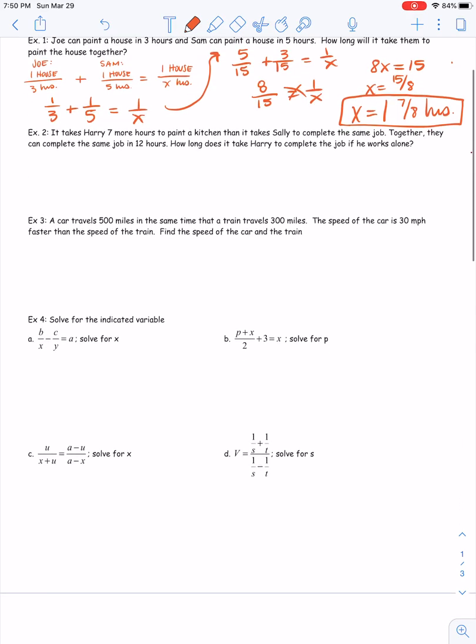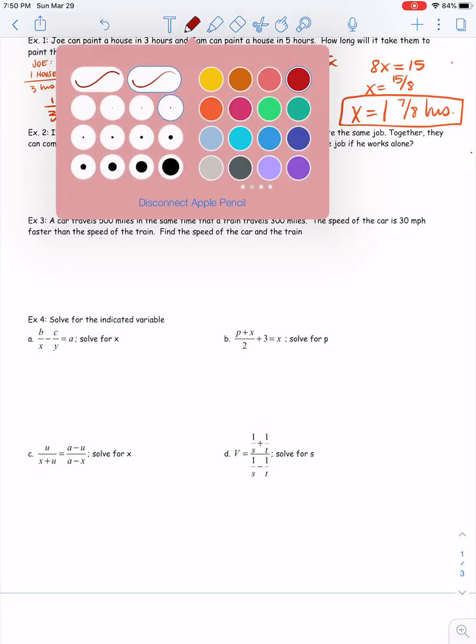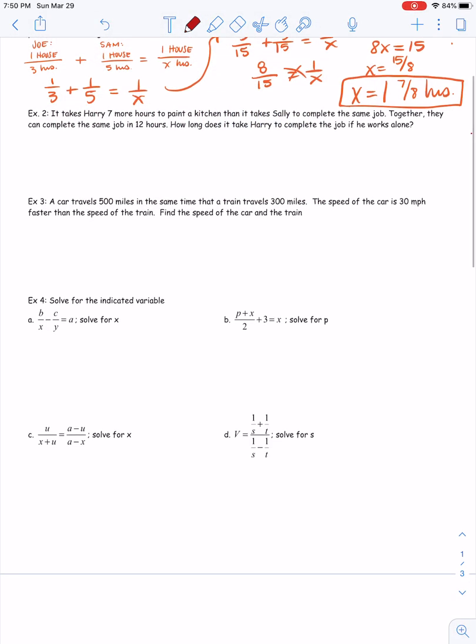So jumping into example 2. It says it takes Harry 7 more hours to paint a kitchen than it does Sally to complete the same job. We don't know how long it takes Sally to complete the job, but we know that it takes Harry 7 more hours to do that. So I'm going to go ahead and write those two things out right now.